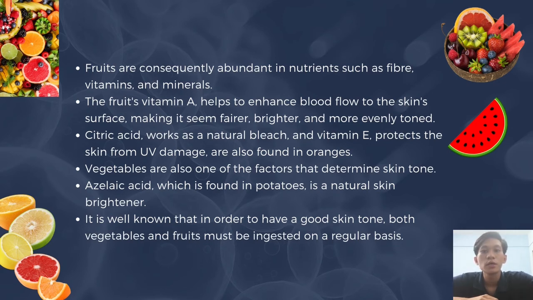Citric acid, which works as a natural bleach, and vitamin E, which protects the skin from UV damage, are also found in oranges. Vegetables are also one of the factors that determine skin tone. Azelaic acid, which is found in potatoes, is a natural skin brightener. We know that in order to have a good skin tone, both vegetables and fruits must be consumed on a regular basis.